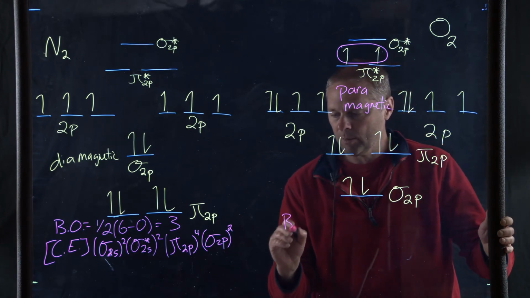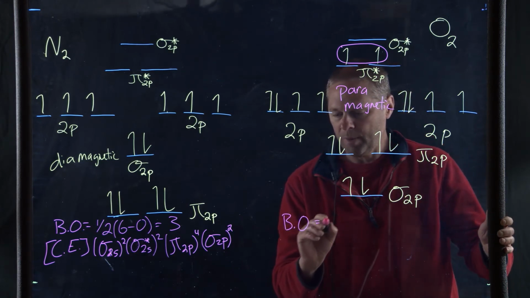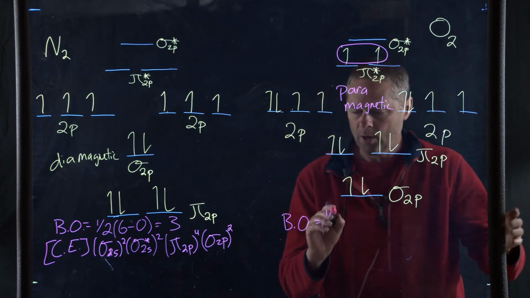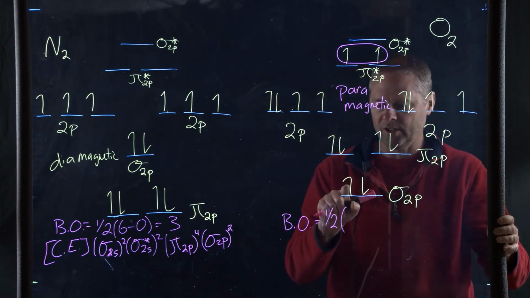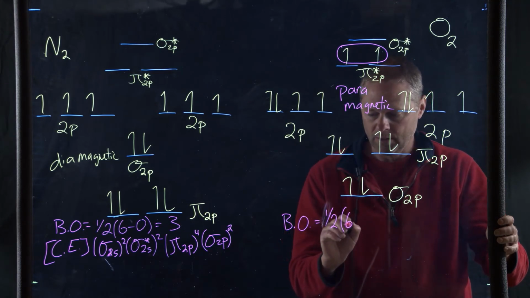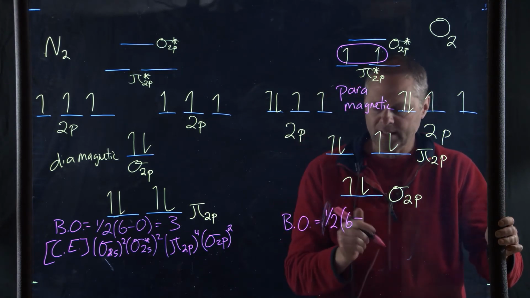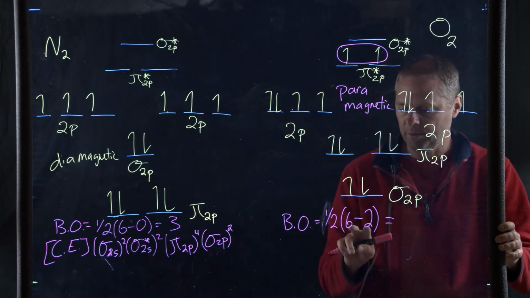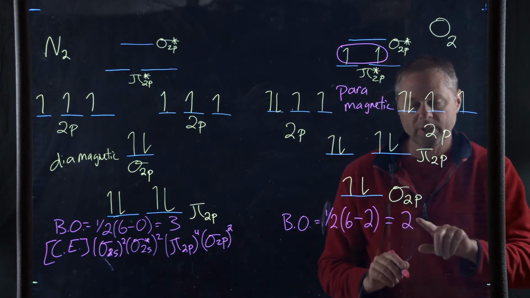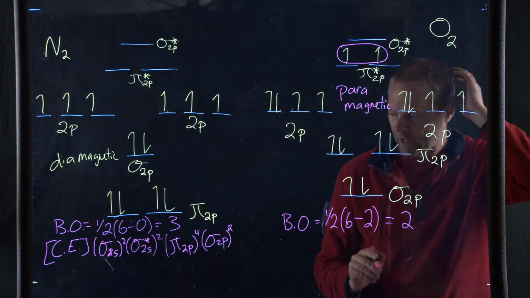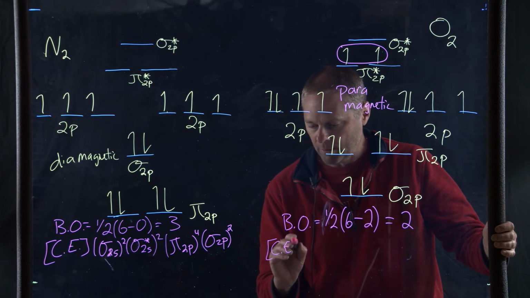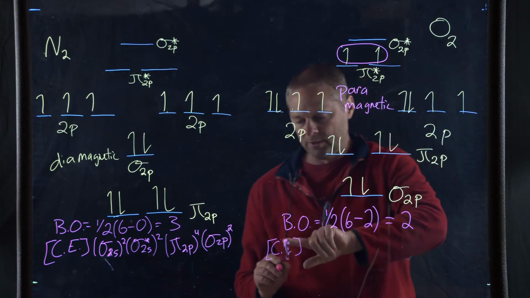If we want to come up with the bond order, it's going to be, oops, got ahead of myself. It's going to be 1/2 the bonding electrons, so 2, 4, 6, minus the anti-bonding electrons, so that's going to be 2. We do this arithmetic, this is going to be 4, half of 4 is 2, so this tells us that there's a double bond between the oxygens.